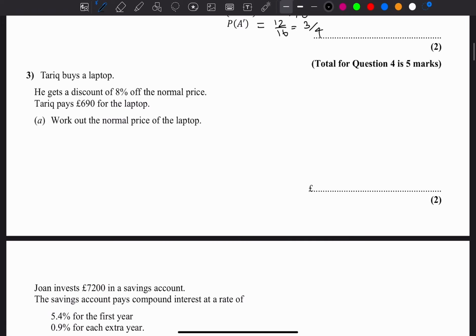Okay. Tariq buys a laptop and gets a discount of 8% of the normal price. He pays $690 for the laptop. So literally, if he's 8% off, that means his price is 92%. Then that is $690. So you want 100%. So how do you get that 100%? That 690 you divide by 92. That will give you 1%, times it by 100. That will give you £750.